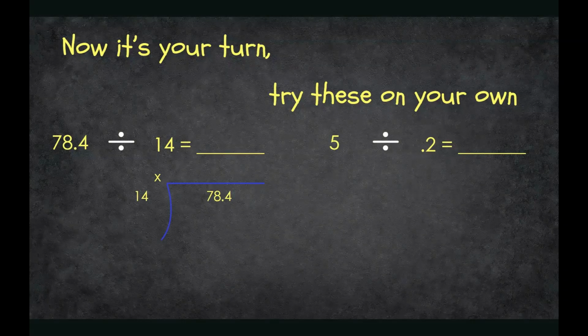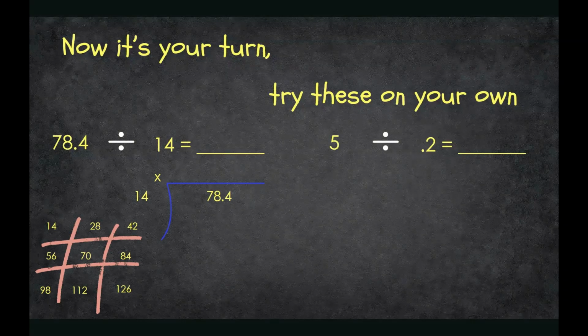We set it up normal. We have our hashtag. We list out all our 14s. And we're just going to divide like normal. How many 14s go into 78? Well, the closest I can get is 70. That's going to be in the 5th position. So I put a 5 up there. And you'll notice I brought my decimal straight up. So it's 5 point something.